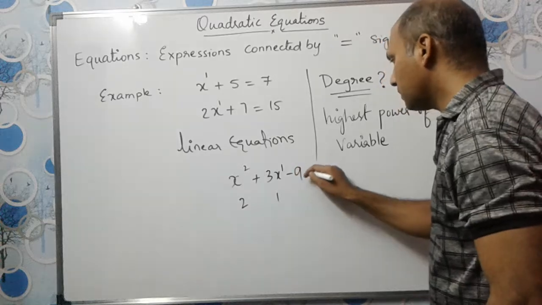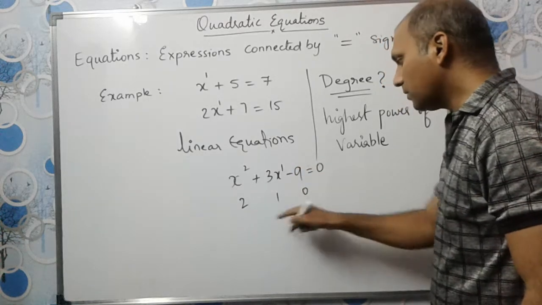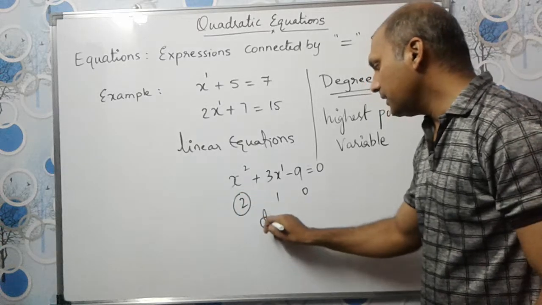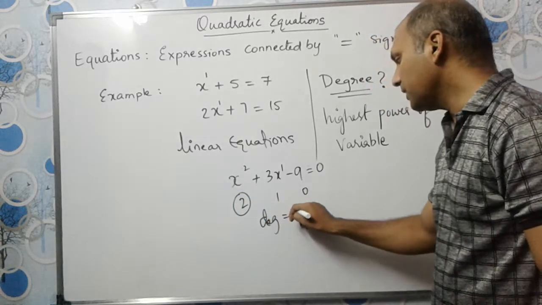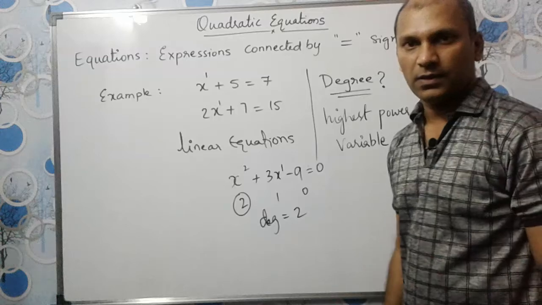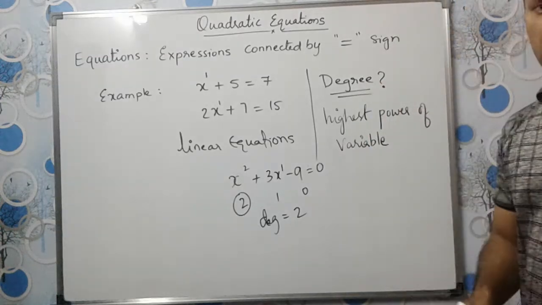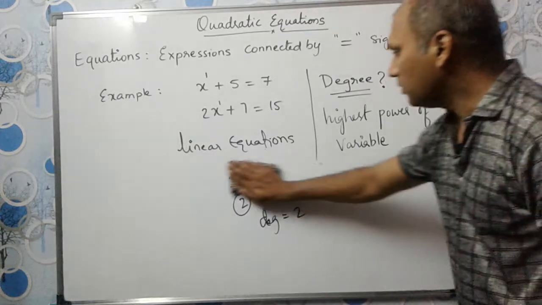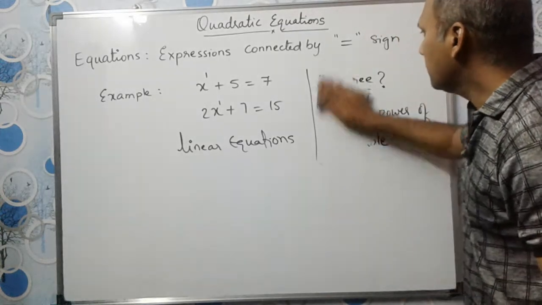This is 9 is equal to 0. Power here is 0. Highest power is what? 2. So the degree of this equation will be equal to 2. Alright, so that is degree of an equation. I hope you understood the degree of equation.